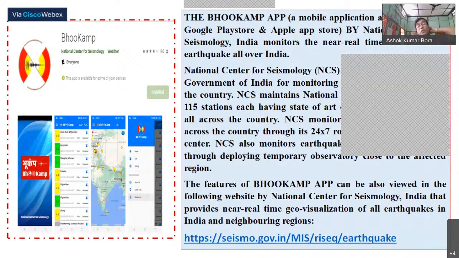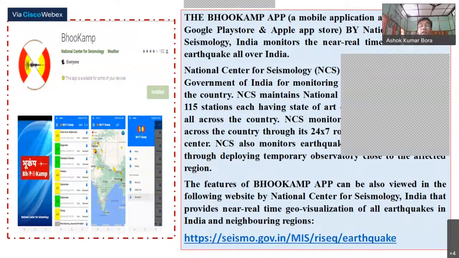Then this is the Bhukomp app. I would like to share this, a mobile application available both in Google Play Store and Apple App Store. It is initiated by the National Center for Seismology, India. It monitors the near real time occurrence of earthquakes over India, and it maintains 15 stations, each having state-of-the-art skills across the country, and it monitors 24/7 around the clock. It also monitors earthquakes by deploying temporary observatories close to the affected regions. Then features of the Bhukomp app can be downloaded from this website. We can use it and get benefit, or you can make use of this as a public, or as a citizen.